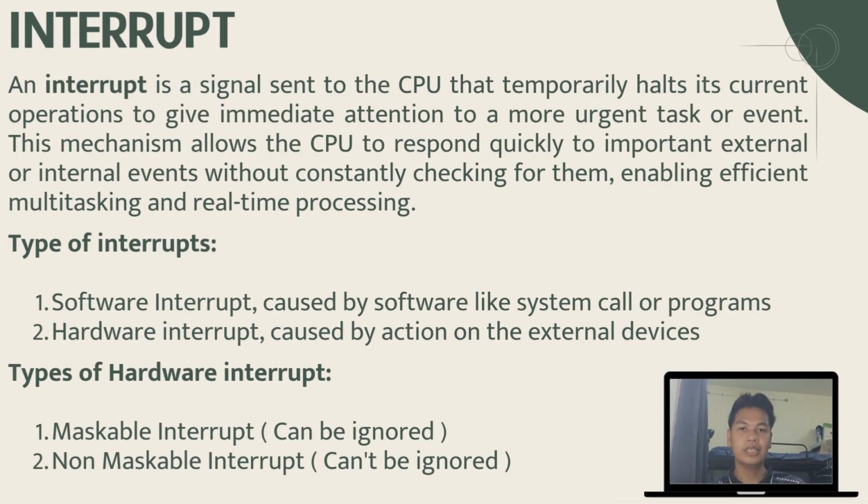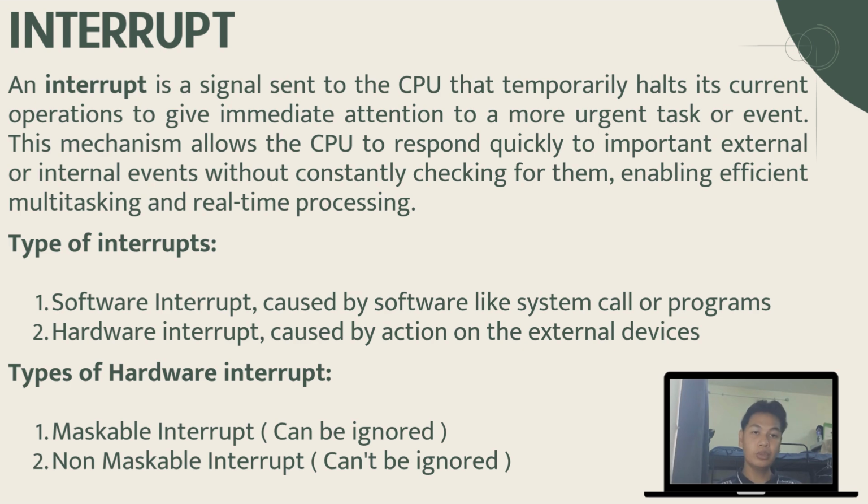The last one is interrupt. An interrupt is a signal sent to the CPU that temporarily halts the current operation to give immediate attention to a more urgent task or event. This mechanism allows the CPU to respond quickly to important external or internal events without constantly checking for them, enabling efficient multitasking and real-time processing.